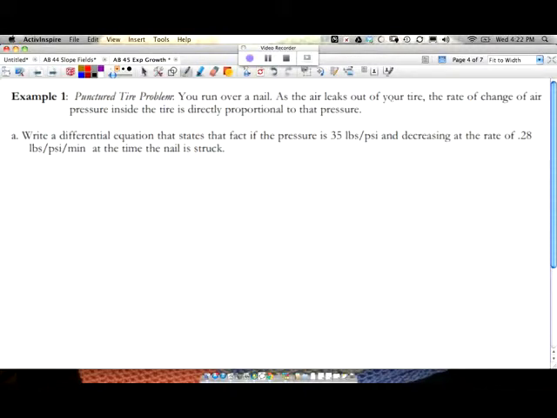All right, punctured tire. We've got a punctured tire. So it says write a differential equation. So that tells me I'm going to say something like dy/dt. It states that the pressure is 35 pounds. So that's the pressure, this is my quantity. It is changing, but it's a specific value. It's not a measure of the rate of change, it's just the pressure. That's my quantity. So pressure, to me, is really equal to y.